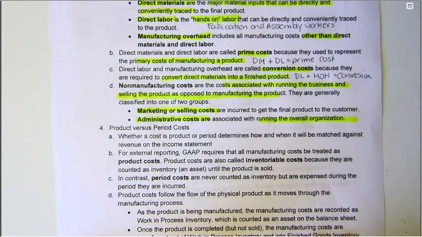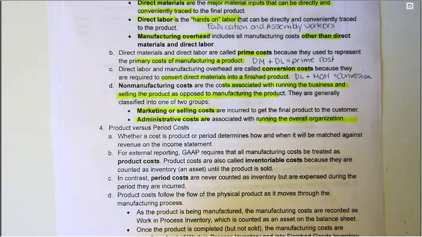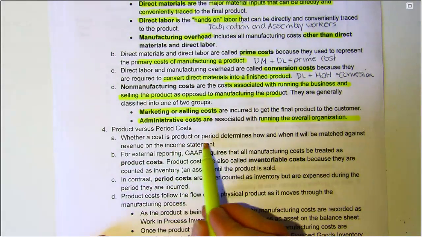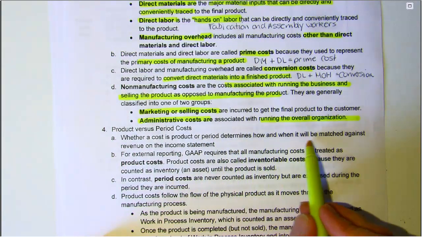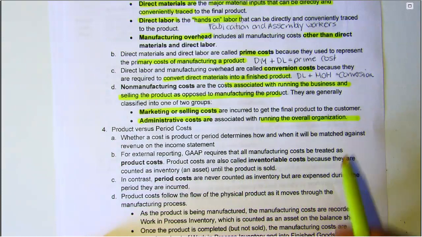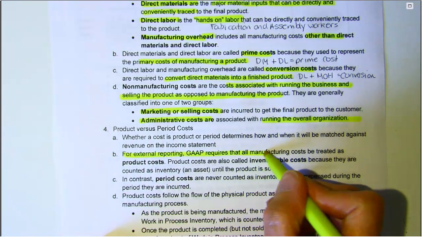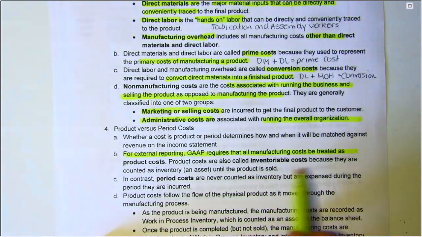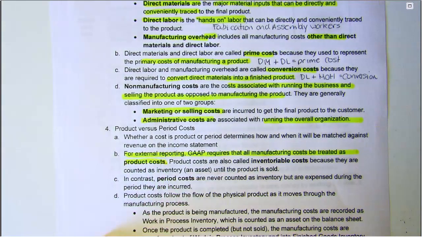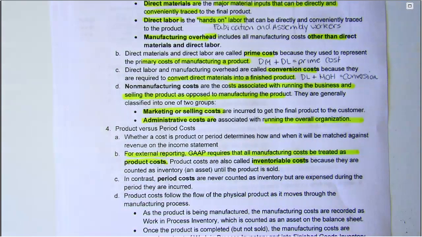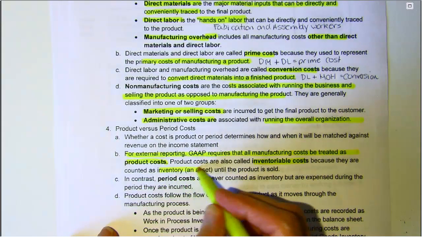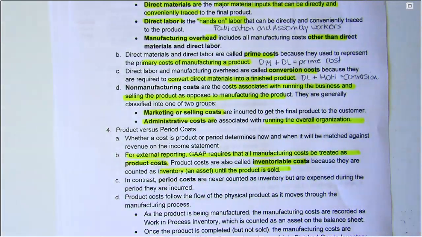Product versus period costs. Whether a cost is a product or period cost determines how and when it will be matched against revenue on the income statement. And in accordance with GAAP, generally accepted accounting principles, all manufacturing costs will be treated as product costs. That means they are going to become part of your inventory until they're sold. They're going to be counted as an asset on the balance sheet until the product is sold.